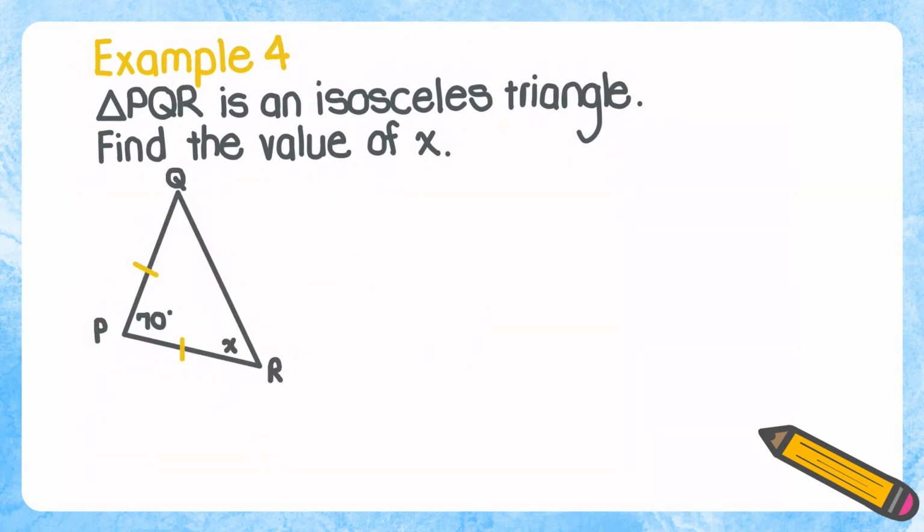Here's our fourth example for this topic. Here, triangle PQR is an isosceles triangle. We're going to find the value of x. Like we've done in the previous examples, let's first identify the base angles. In this example, angle R and angle Q are the base angles, so we know that these two angles are congruent to each other. Angle Q is congruent to angle R, so we know that they share the same angle measure. Since the measure of angle R is x, we know that the measure of angle Q is also x.